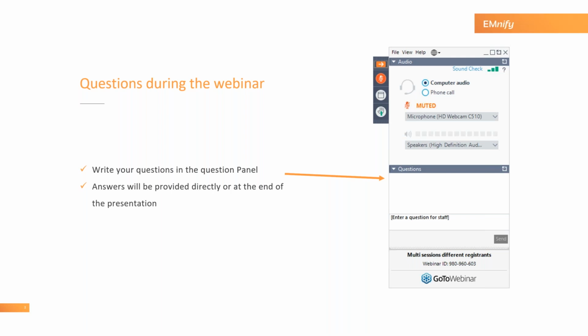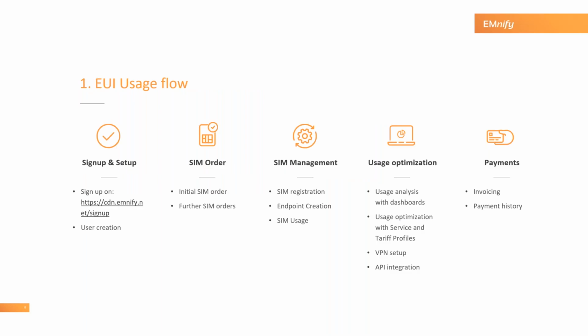So let's go. Regarding the usage flow, it's quite easy. I divided this in 5 steps. You will first sign up and set up your EUI account. Then you will place the order for specific SIMs. You will have the possibility with the EUI to manage your SIM and optimize the usage. And finally, you will also use the EUI for payments and payment history.